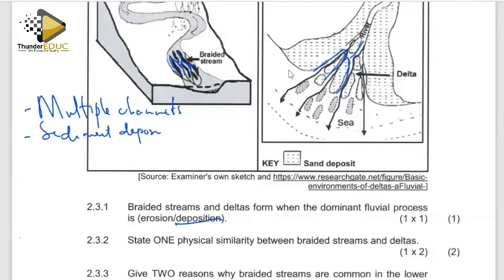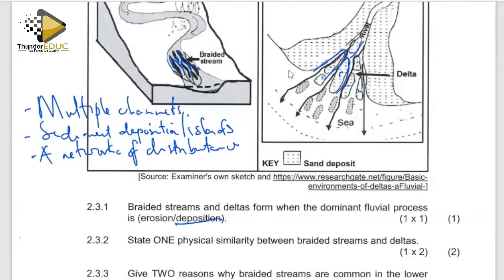Deposition, those the islands, the sediment islands. These ones here in black, these are our islands, and the same feature of deposition are these ones on the delta, these sediment deposits. And also the other similarity is that of a network of distributaries.